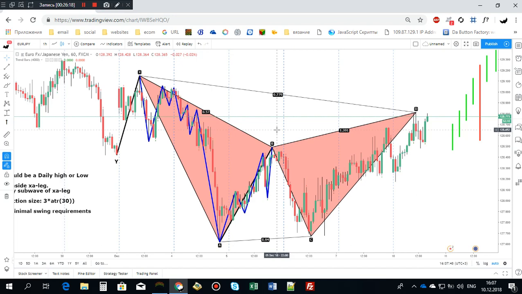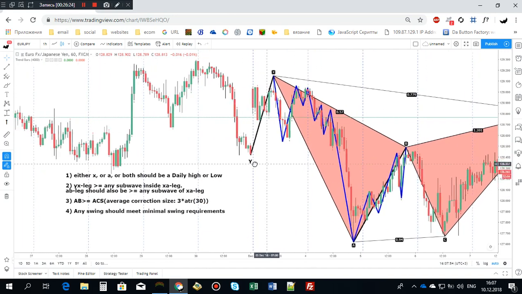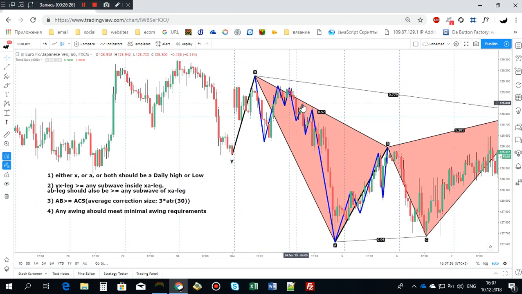Okay, so what do we have for now? Now we have the guidelines to measure minimal requirements. So the Y to X leg should also have a minimal requirement. It has a bearish candle and one bullish candle, and this bullish candle should be the highest of 1, 2, 3. So it meets that. It meets that requirement very well.